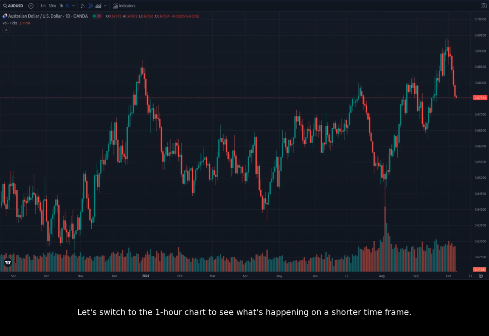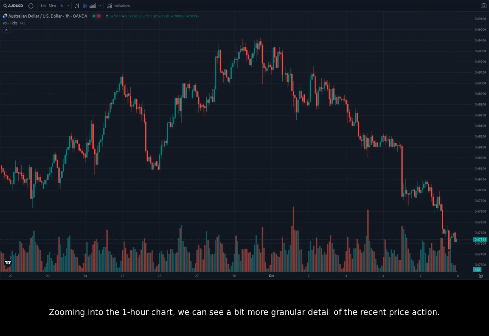Let's switch to the 1-hour chart to see what's happening on a shorter time frame. Zooming into the 1-hour chart, we can see a bit more granular detail of the recent price action. The AUDUSD has been trading in a clear downward channel, bouncing between support and resistance levels. However, the recent candle has seen a slight upward move, which might be a sign of bullish pressure emerging.